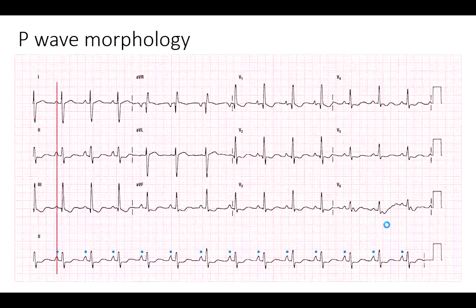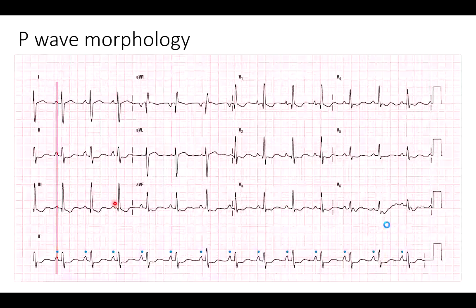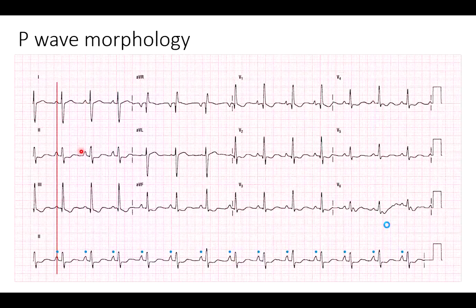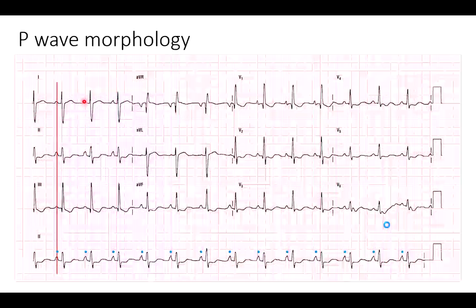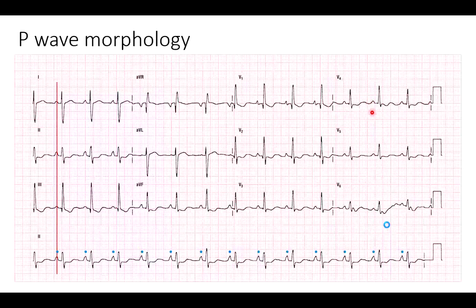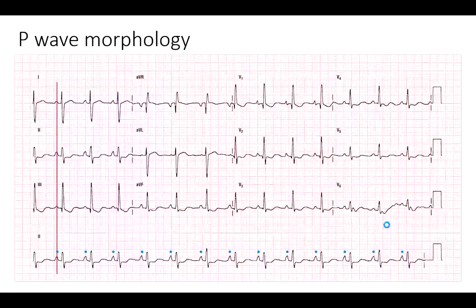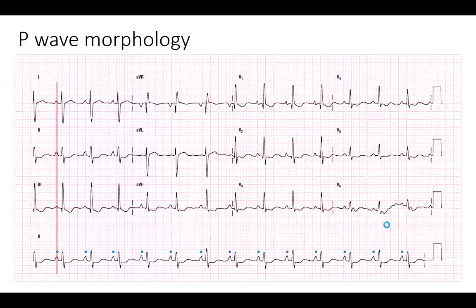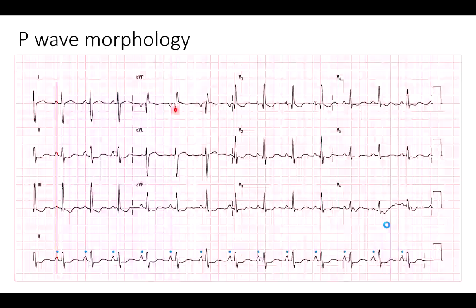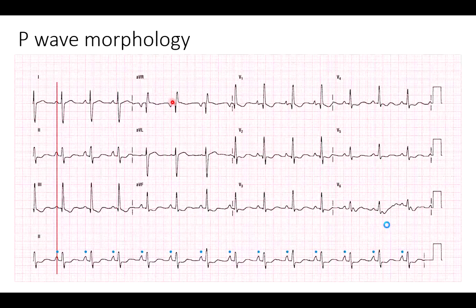So let's take a look at some P wave morphology. Now, typically the P wave, in most cases, following a normal conduction pathway, tends to be positive in lead 1 and lead 2. We almost always see it positive in lead 1 and lead 2, and we almost always see it positive in V4, V5, and V6. Again, almost always positive in lead 1, lead 2, V4, V5, V6. It's almost always negative in aVR. Okay?